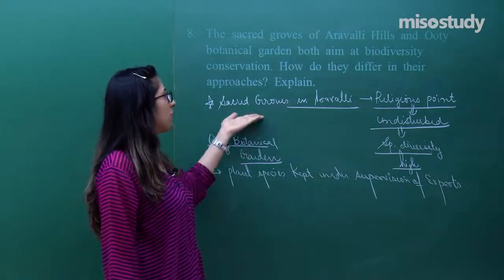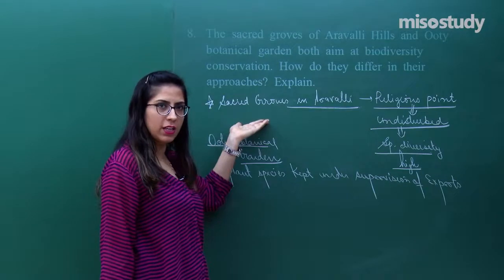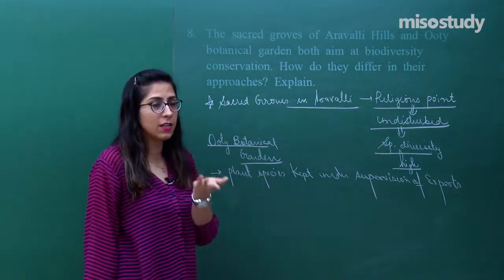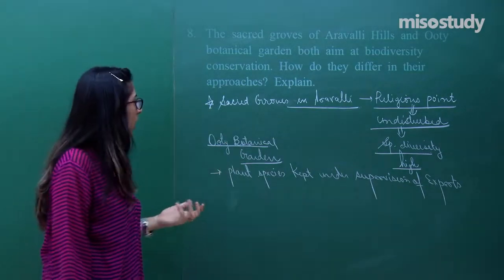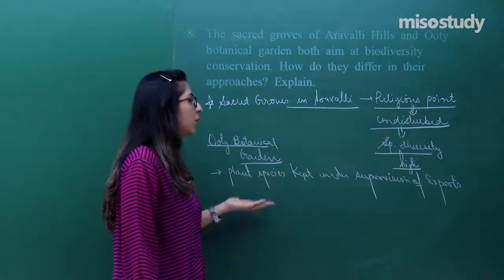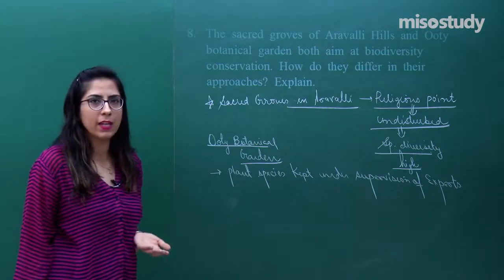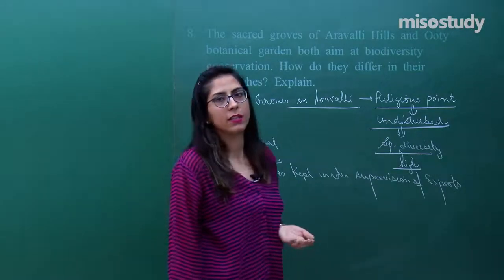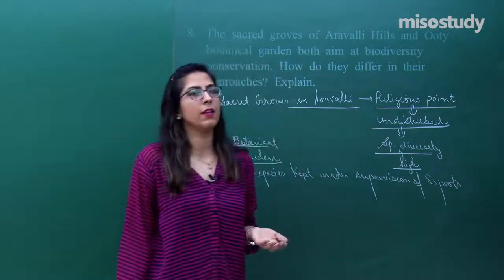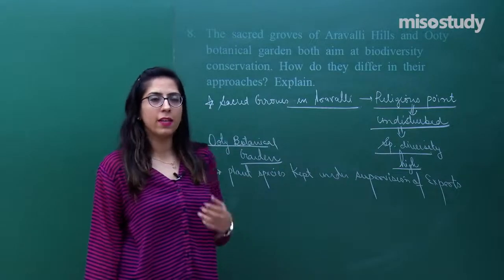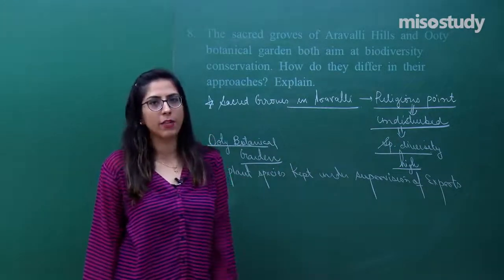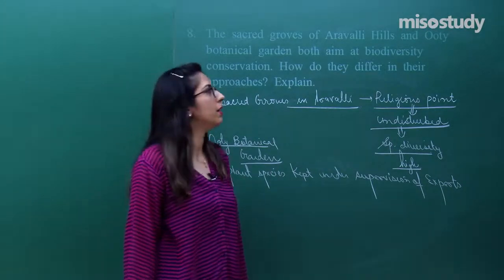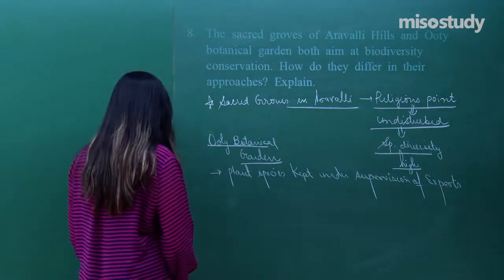So you can explain other examples of the sacred groves because we have studied them in the sessions, and you can note down from those. And the other we have is a botanical garden. In this the plants are kept, and sometimes they belong to endangered categories, sometimes to vulnerable categories. They are given a suitable environment artificially and kept under supervision.